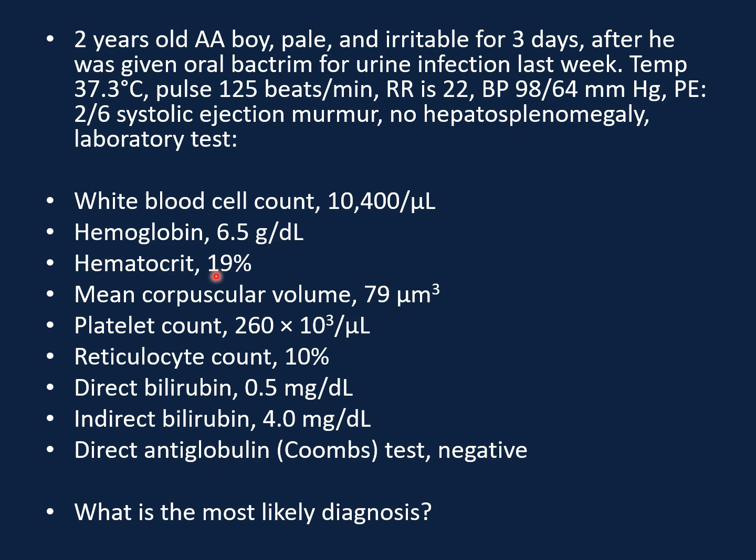Hematocrit is low, 19%. Mean corpuscular volume is 79, so it is normocytic. Platelet count is normal. Retic count is elevated. Direct bili is slightly elevated. Indirect bili is elevated. Direct antiglobulin test or Coombs test is negative, so it's not autoimmune. What is the most likely diagnosis?